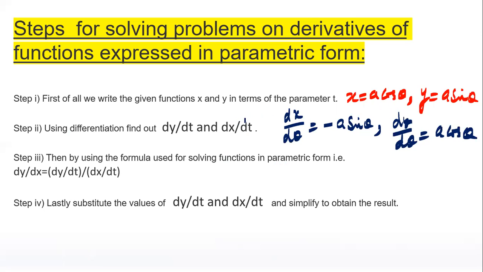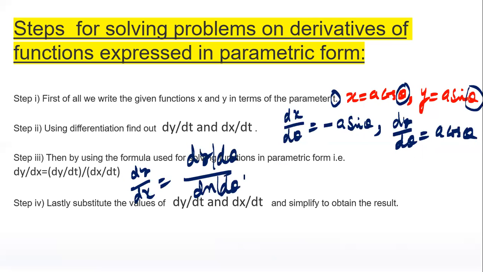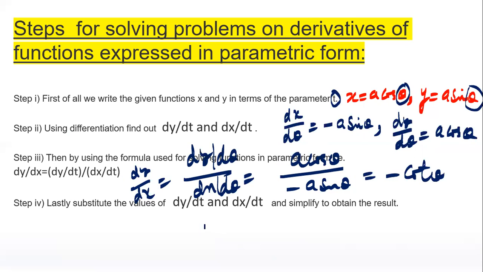Means it is not necessary that in all the cases we will have parameter t. We may have a different parameter. Here we have the parameter theta. So we will differentiate with respect to theta. Now find out dy over dx. It would be dy over d theta upon dx over d theta, that is a cos theta upon minus a sin theta, that is minus cot theta. So we conclude that dy over dx will be minus cot theta.